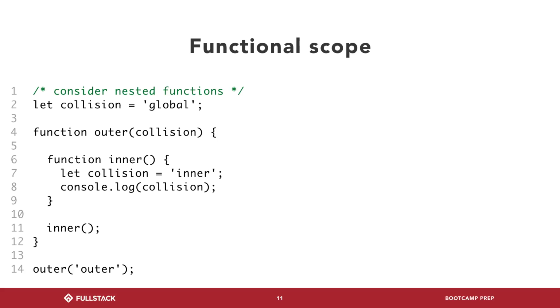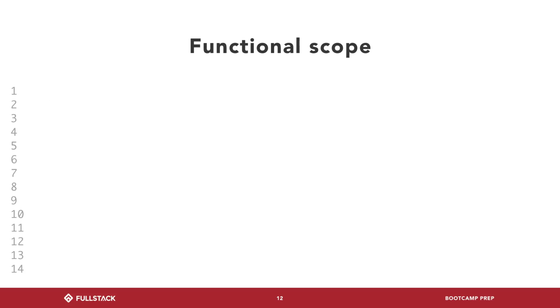And so when I run the inner function, the console log is on line 8. Console log says, great, tell me what collision is. Well, do I have a variable called collision in my own scope? And the answer is yeah, I do, on line 7 right there. It's called inner. So great, I don't need to check any other versions of collision. I have the version that I need, which is the version that is closest or most accessible to me.